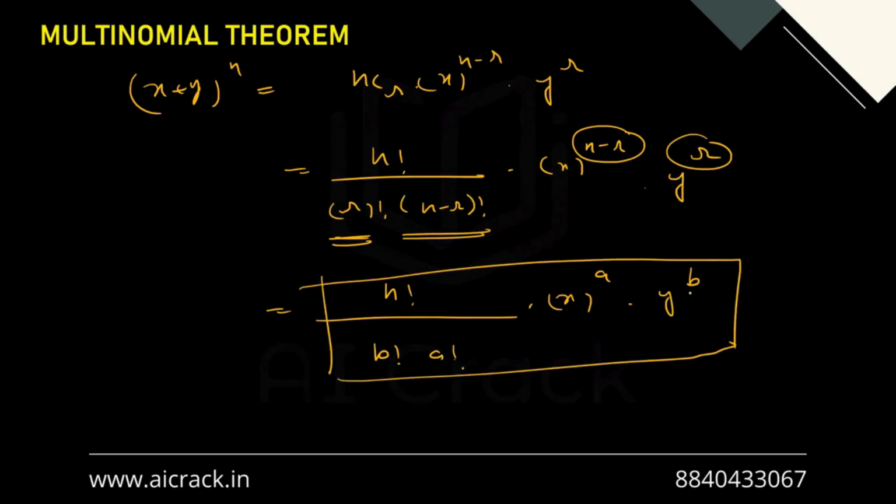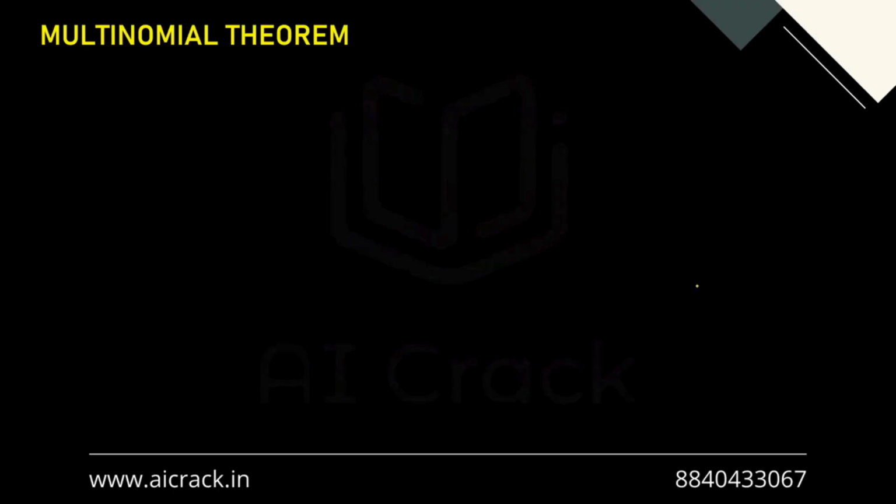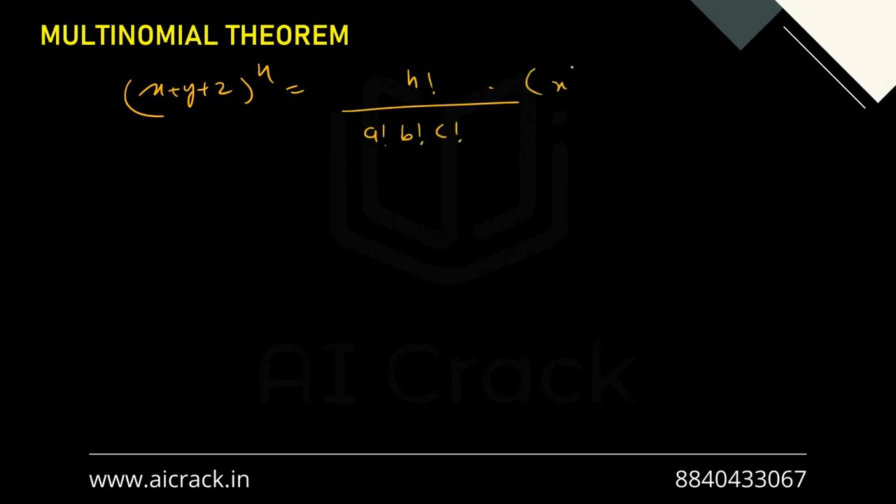Now we can use the same extrapolation for the general format of the multinomial theorem. So let's say we have been asked for (x plus y plus z) raised to power n, then we can use the same kind of generalization. We'll be writing n factorial divided by a factorial, b factorial, c factorial, multiplied by x raised to power a, y raised to power b, z raised to power c, right?